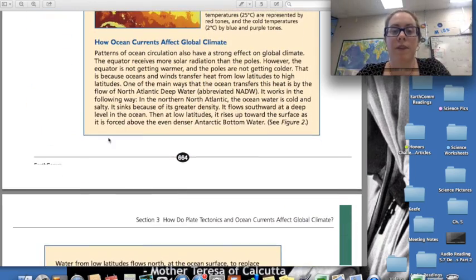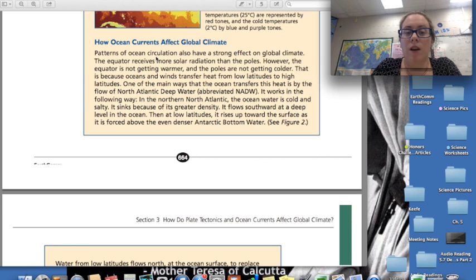Anyway, continuing on. How ocean currents affect global climate. Patterns of ocean circulation also have a strong effect on global climate. The equator receives more solar radiation than the poles. However, the equator is not getting warmer, and the poles are not getting colder. That is because oceans and winds transfer heat from low latitudes to high latitudes. One of the main ways that ocean transfers this heat is by the flow of the North Atlantic deep water, abbreviated NADW. It works in the following way.